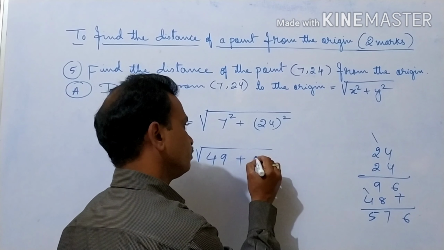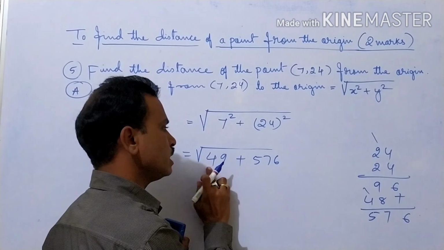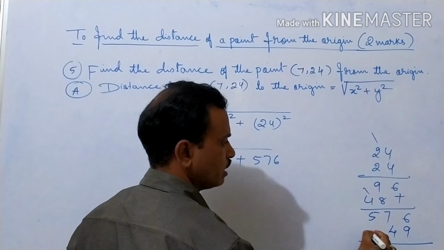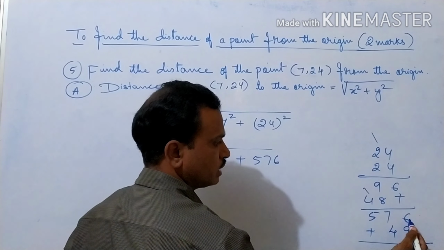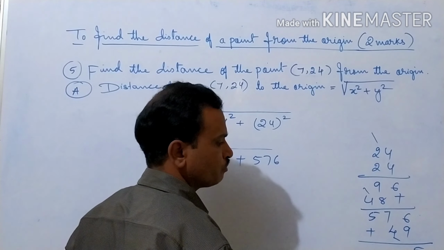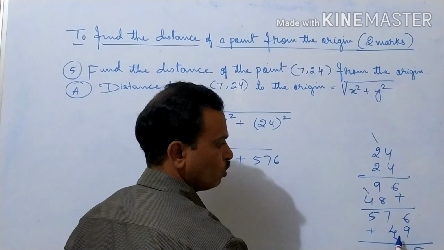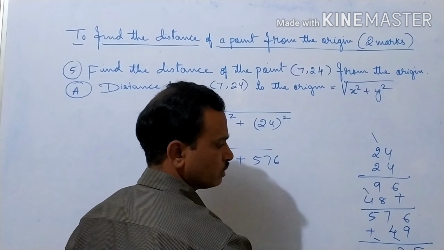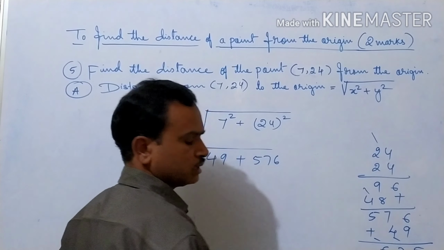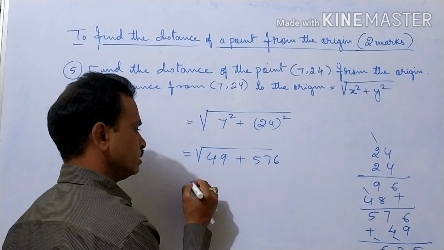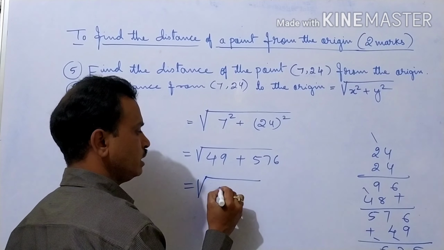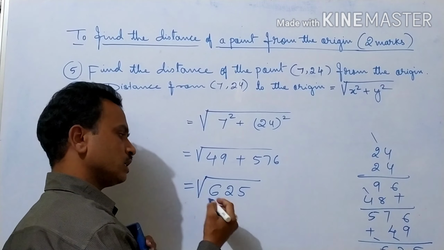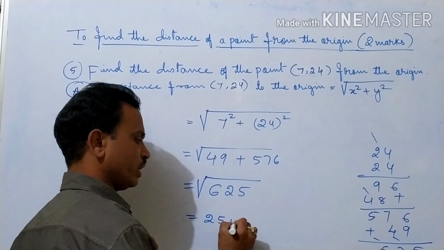Next we should add these two: 576 plus 49. 9 plus 6 is 15, carry 1, 5 here. Then 7 plus 4 is 11, 11 plus carry 1 is 12. So 5 plus 1 is 6: 625. So that is the square root of 625. Now the square root of 625, the answer is 25 units.